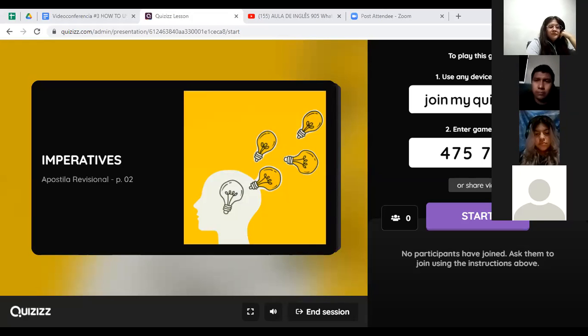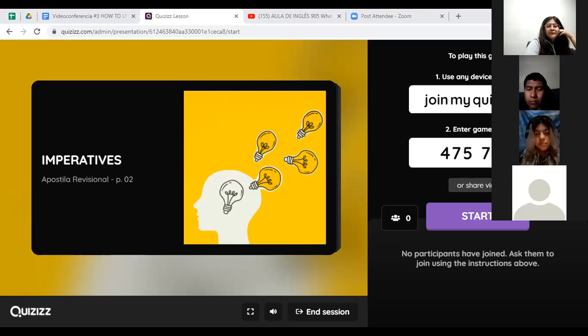Vamos a revisar un poco de información de los imperatives, pero luego de que estudiemos un poquito acerca de ello, les va a hacer como unas preguntas, ¿no? Vamos a ver unas preguntas en pantalla y ustedes desde su compu o de su teléfono van a responder esas preguntas, right? In real time.